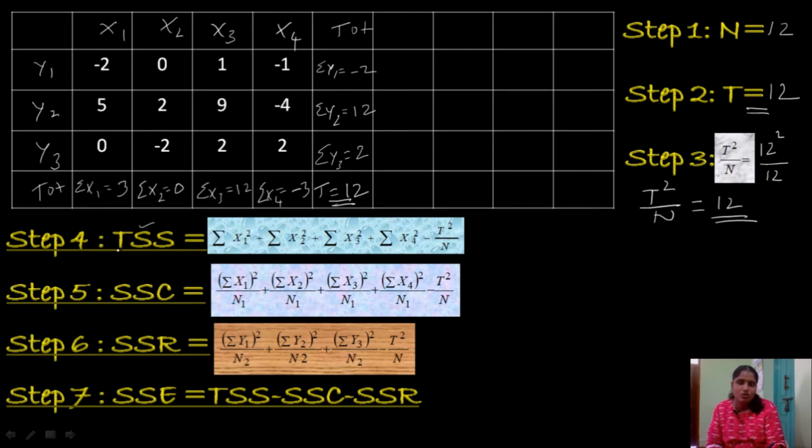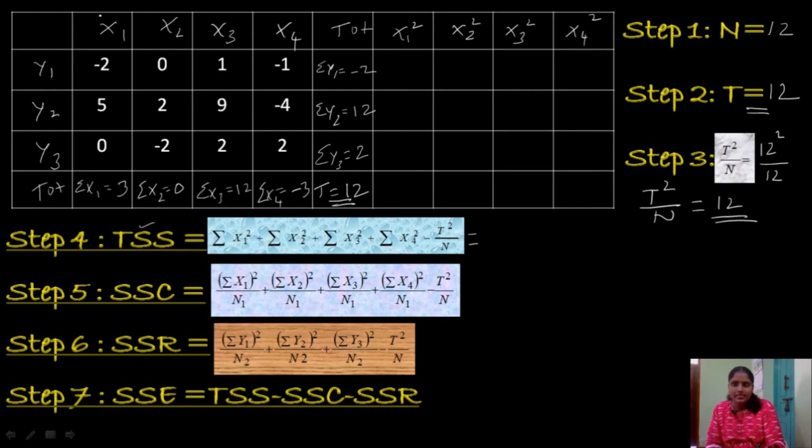TSS is nothing but total sum of squares. This is calculated by using the formula sigma x1 square plus sigma x2 square plus sigma x3 square plus sigma x4 square minus the correction factor T square by n. So you know all these values already, but before calculating this we need to know the sum of the values of x1 square, x2 square, x3 square and x4 square. So for that, let me first calculate x1 square, x2 square, x3 square and x4 square.